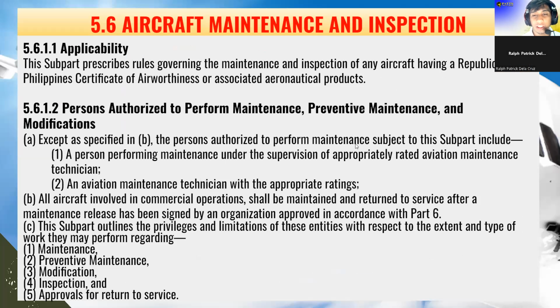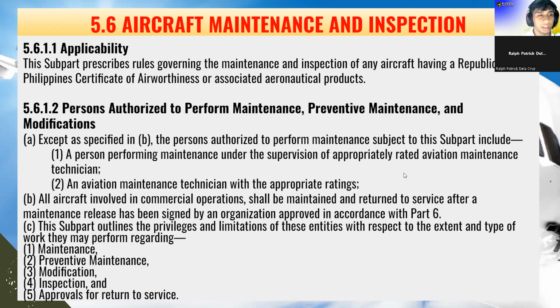5.6 Aircraft Maintenance and Inspection. Applicability. This subpart prescribes rules governing the maintenance and inspection of any aircraft having a Republic of the Philippines certificate of airworthiness or associated aeronautical products. The persons authorized to perform maintenance subject to this subpart include the authorized person, who is a rated aviation maintenance technician. B. All aircraft involved in commercial operations shall be maintained and returned to service after a maintenance release has been signed by an organization approved in accordance with Part 6.